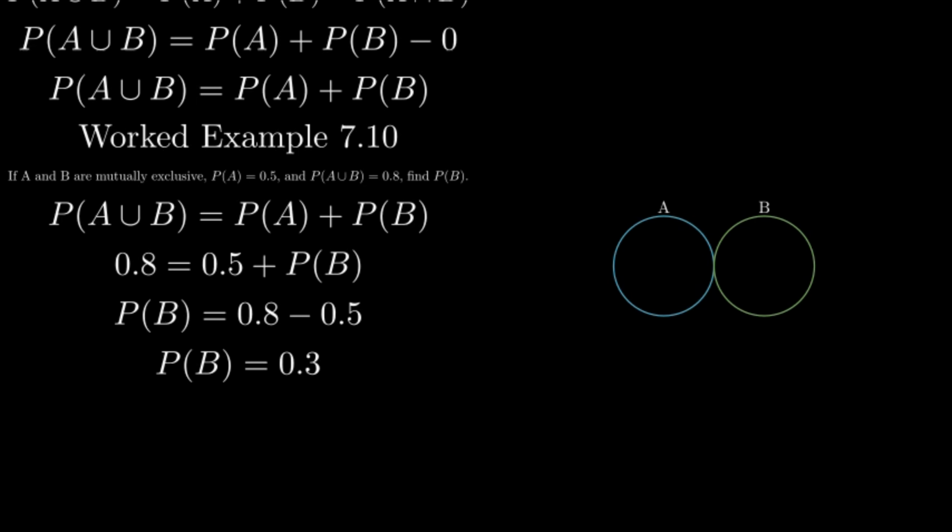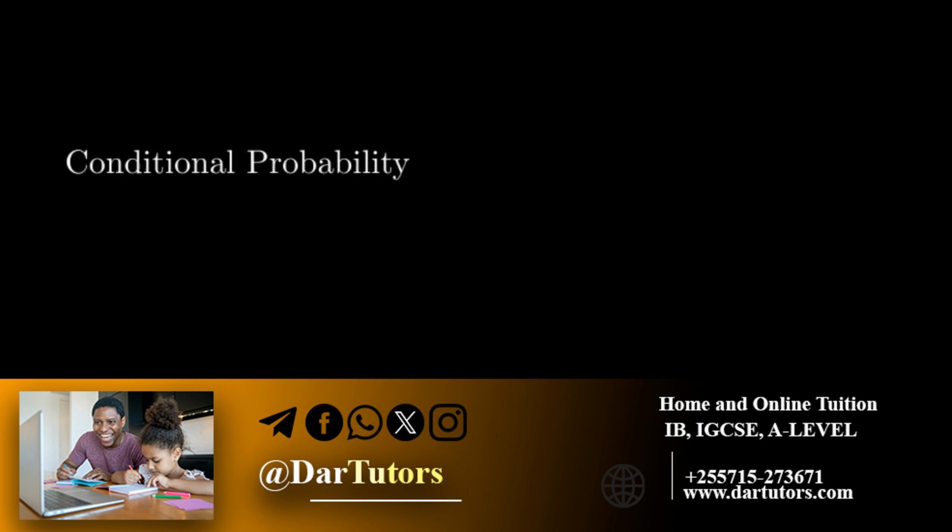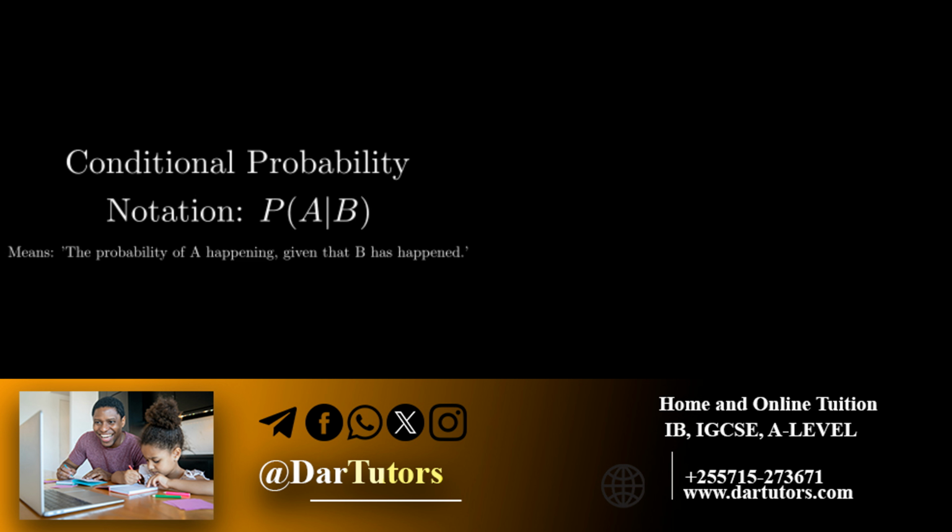So, remember, if events can't happen together, their intersection is 0, and you can just add their probabilities to find the probability of one or the other occurring. We've touched on this idea already, but let's formally define it. Conditional probability is the probability of an event happening, given that another event has already occurred. We write this as P(A | B), and we read it as the probability of A given B. The key idea is that the occurrence of event B might change the probability of event A.